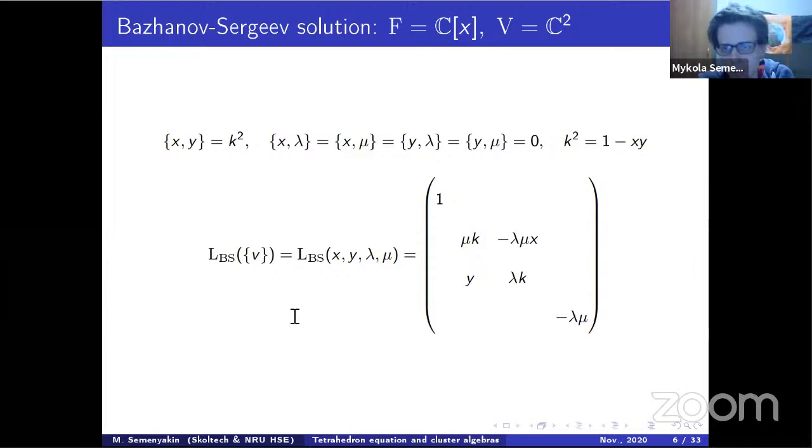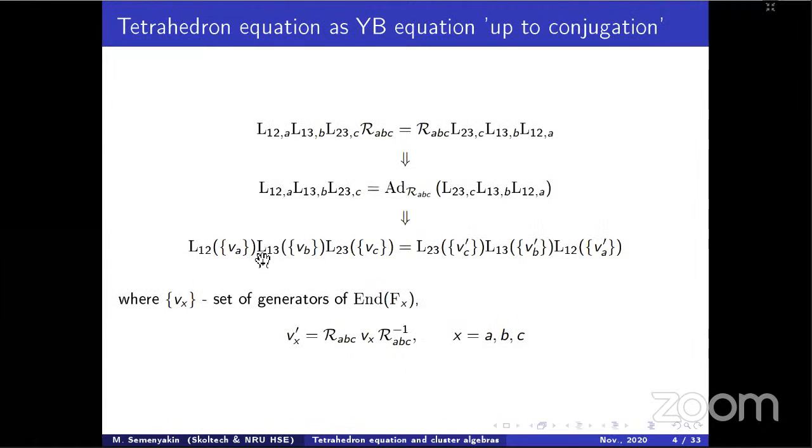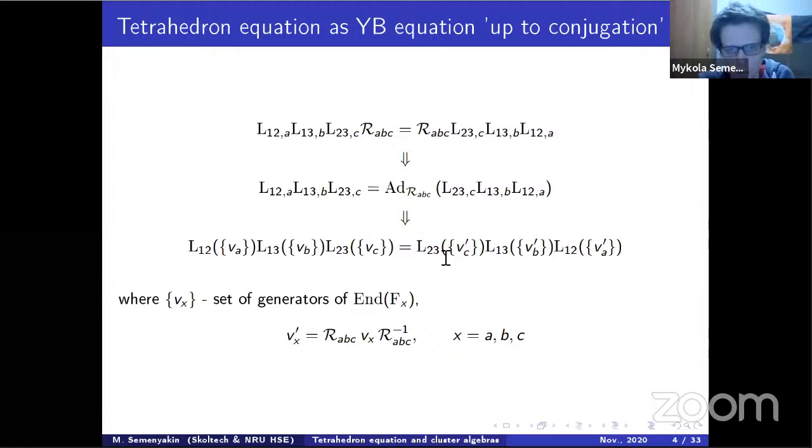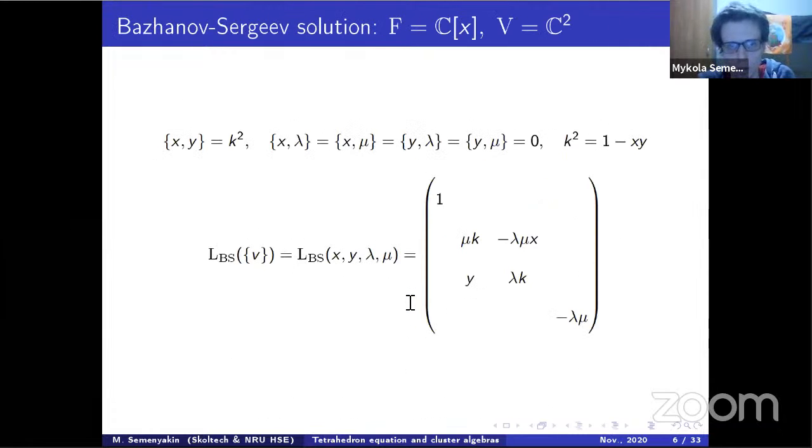And in this form, we can take the classical limit of this equation. So now we go from the algebra of operators on the space F generated by V. As usual, from an operator algebra in the classical limit, we go to some Poisson algebra. And this Poisson algebra has a Poisson bracket. So the main example which I discussed last week was, I think, constructed by Sergeev and then explored further by Bazhanov and Sergeev.